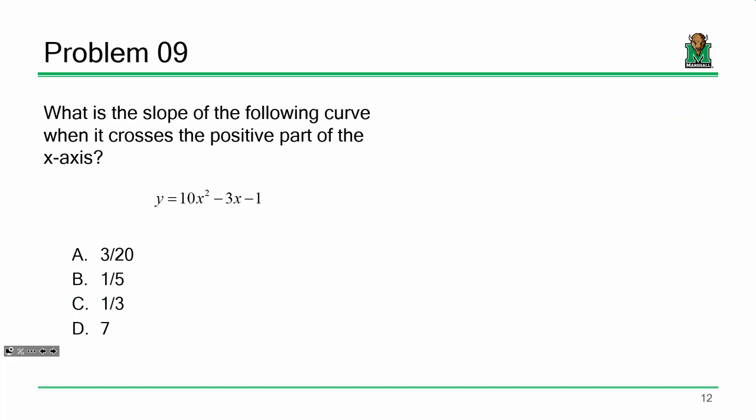Now it gets fun. We've been dancing around the topic, and now it's time to start getting real. What is the slope of the following curve when it crosses the positive part of the x-axis? So what does that mean I need to do? Find an x-intercept, but we also need to do something else. How do you find the slope of a curve? We're in calculus land. We must take a derivative.